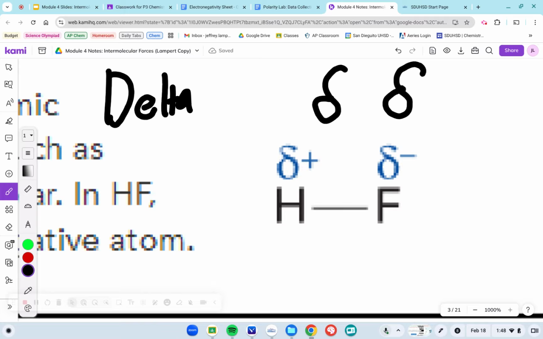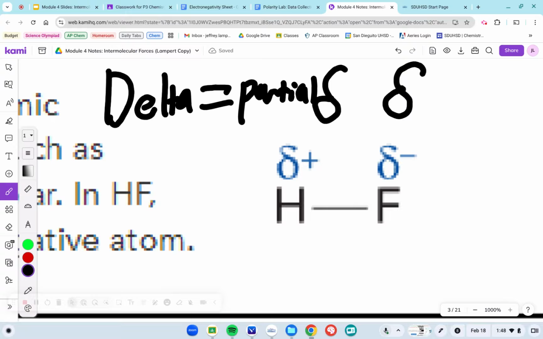Okay? Now, in math and science, if you ever see a lowercase delta, it means partial. So if you see partial, this just means partial negative and partial positive. So it's not a complete +1 and -1 charge. It's something less than -1. So maybe it's -0.5. And something less than +1, so maybe +0.5. Now the actual numbers don't matter. All we know is just that it's less than a full positive and less than a full negative. Does that make sense so far? Questions?